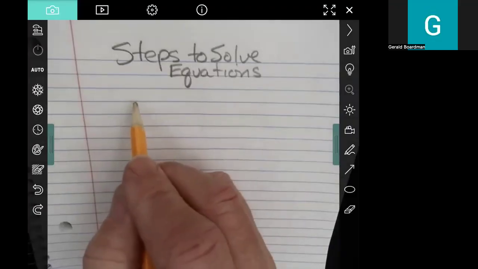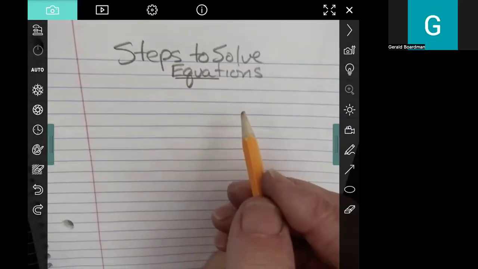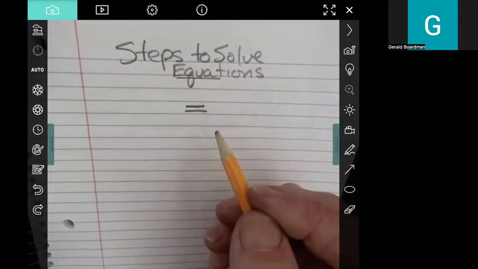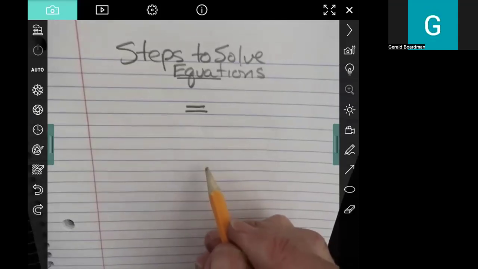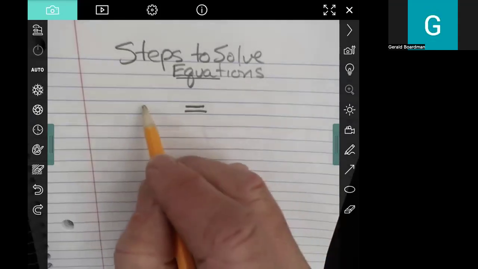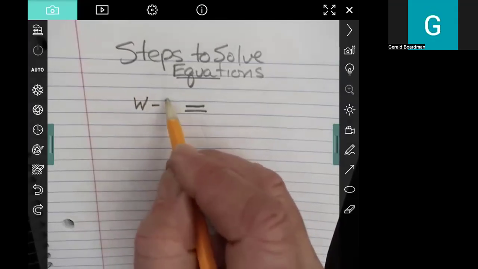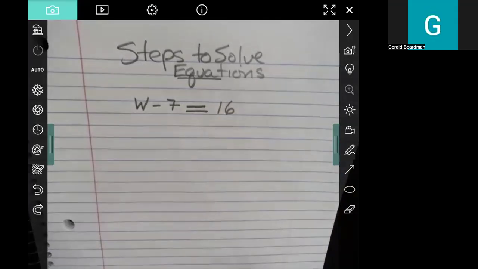So when we have an equation, equations have the word equal kind of in it. And so you'll always see an equal sign in an equation. That equal sign will stay in the same place as you solve the equation. Here I have w minus 7 equals 16. Okay?